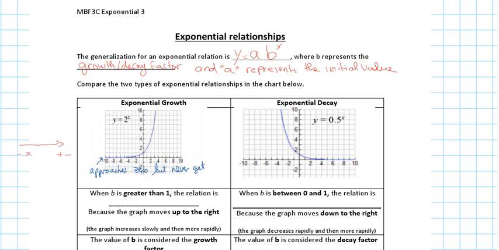So moving from the negative x to the positive x, we see that our graph is flat on one side, but then increasing fast after. Right? You see that? So that's what we call an exponential growth. All right?